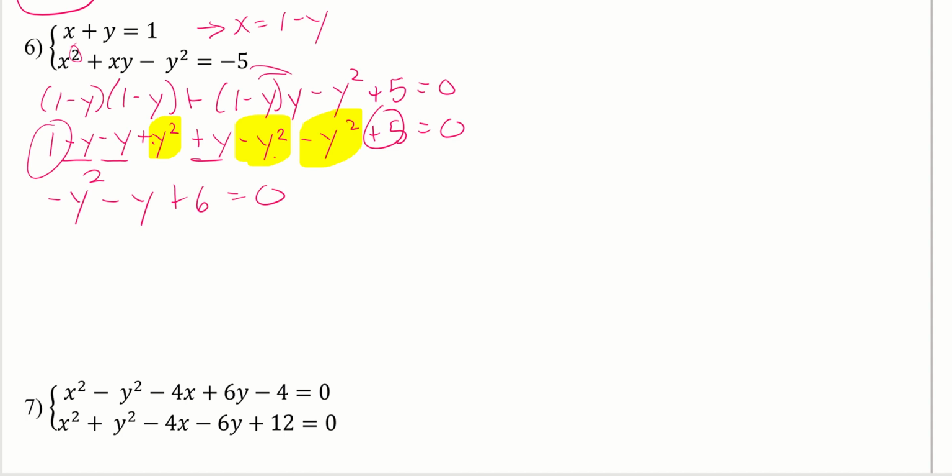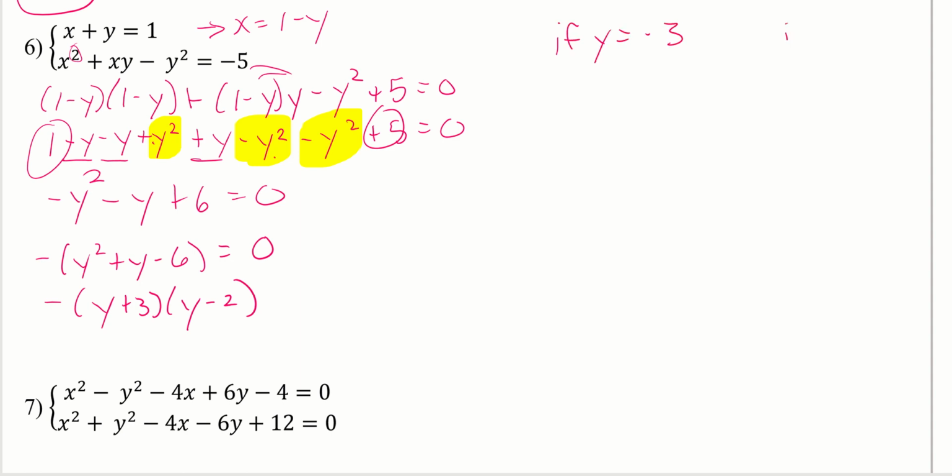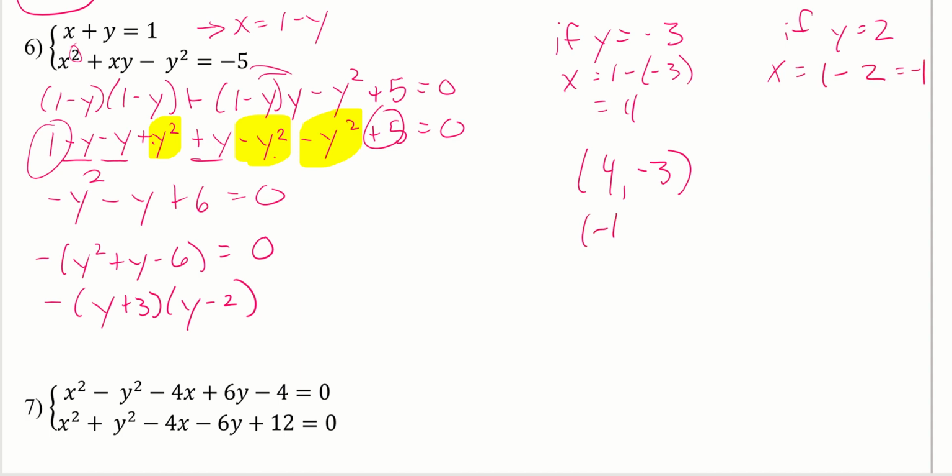So now if you want, you could do two things. You could either bring everyone to the other side, or you take out a negative GCF. It doesn't matter. So then you have y plus 3 and y minus 2. And now solve it out, right? So now if y is equal to negative 3, if y is equal to 2, we need to figure out x. X would be 1 minus negative 3, which is 4. So we've got, what, 4 and negative 3. And then here, if y was 2, x would be 1 minus 2, which is negative 1. So we'd have negative 1 and 2.